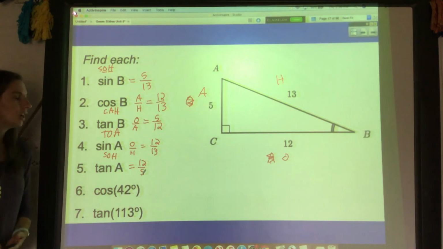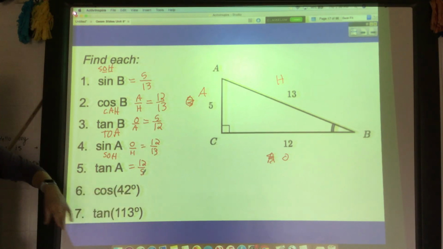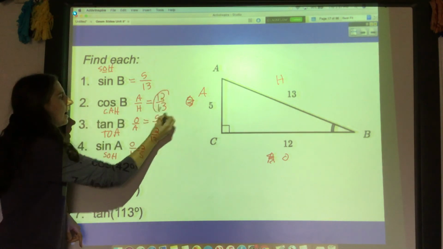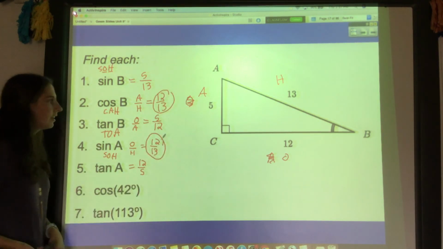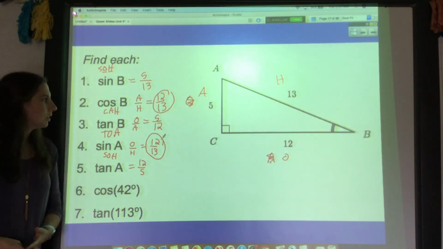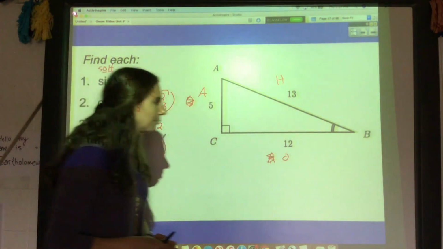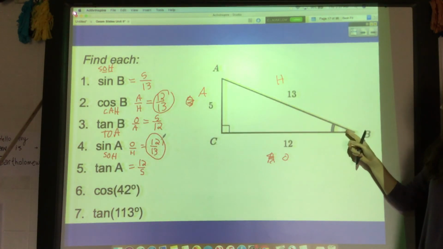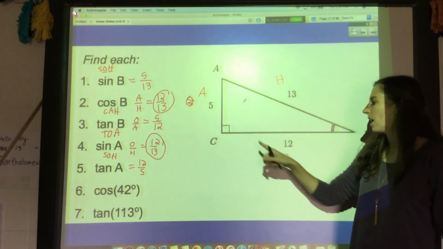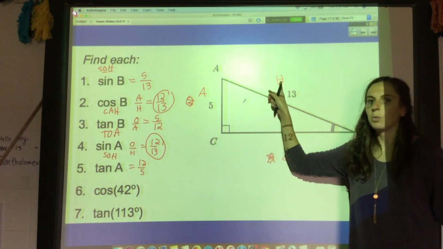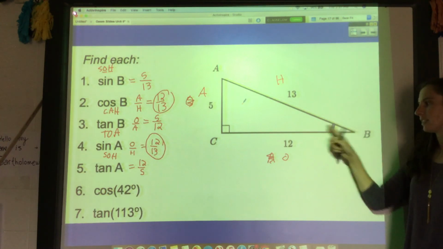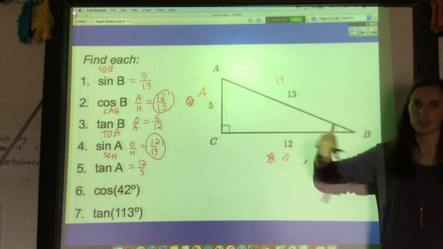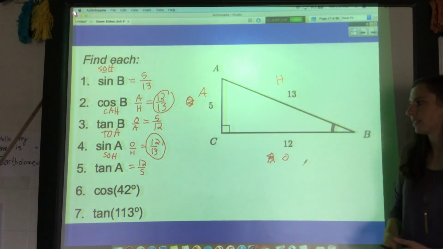Notice that the cosine of angle B and the sine of angle A were the same. We'll talk about this more later, but that will actually always happen. The sine for angle A is opposite over hypotenuse, whereas the cosine for angle B is adjacent over hypotenuse, but the adjacent side for angle B is the same as the opposite side for angle A. And so that will always happen.